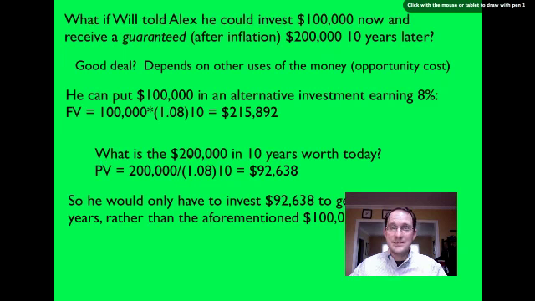Now, what is the $200,000 in 10 years worth today? So we've gone both ways, future value of the 100 and present value of the 200,000. Well, let's see. Present value of 200,000, just turning this equation around, 200,000 over 1 plus the interest rate to the 10th equals $92,638. So, turns out he'd only have to invest $92,000 to get $200,000 in 10 years. So I would say he should bail on this because he can actually do better in this alternative investment.